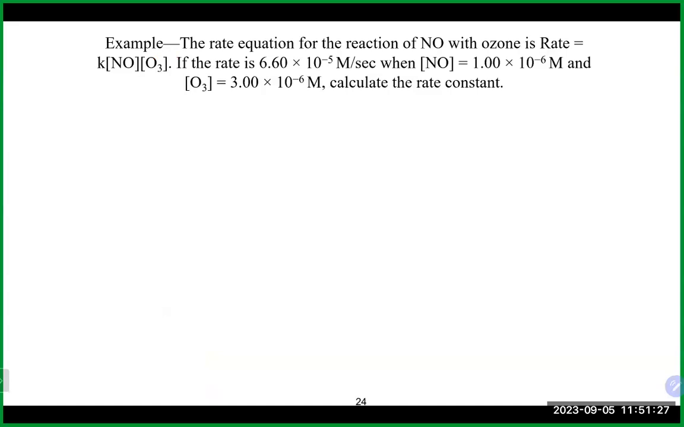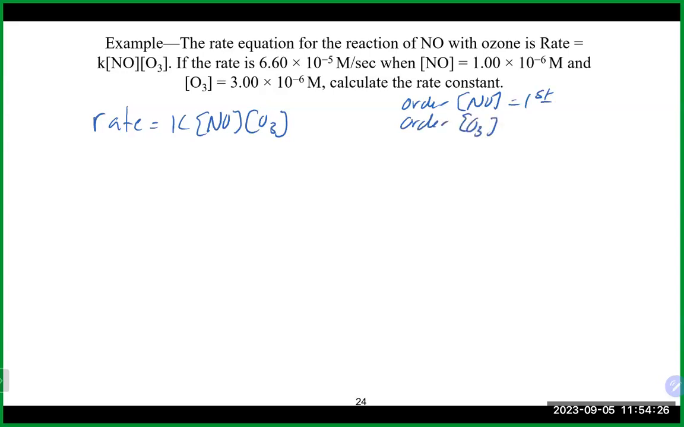All right, so I want to try one. The rate equation for the reaction of NO with ozone is: rate equals k[NO][O3]. If the rate is 6.6 times 10 to the minus 5 molar per second. Look at it, we have the rate law actually given to us. That means the order with respect to NO is first order, right? The order with respect to O3 is also first order. That means overall this reaction is 1 + 1, which would be second order overall.